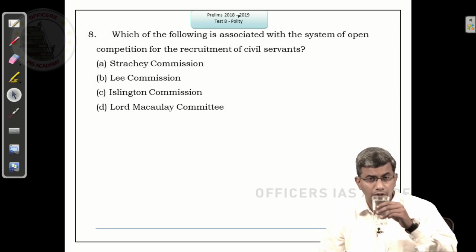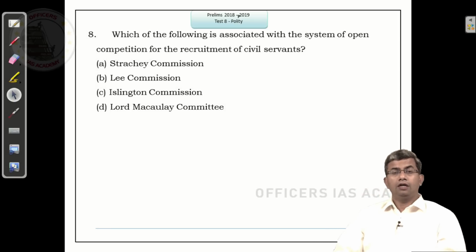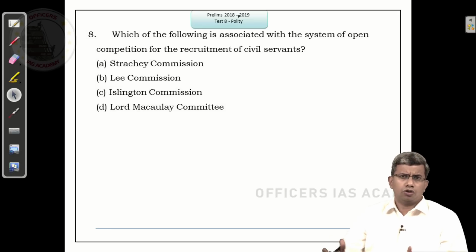Which of the following is associated with the system of open competition for the recruitment of civil servants? So lateral entry is so much in news. This government had notified for 10 joint secretary level posts. I am not too sure what is the current status, whether they have started recruiting or not, but there was a lot of hue and cry, right?